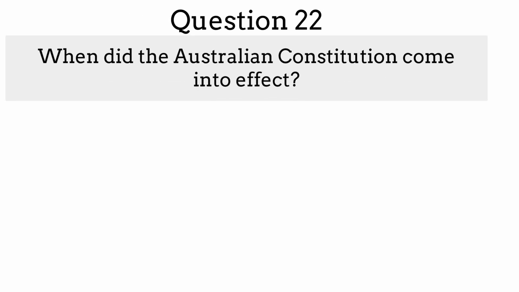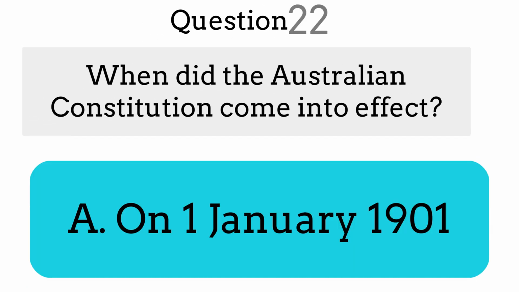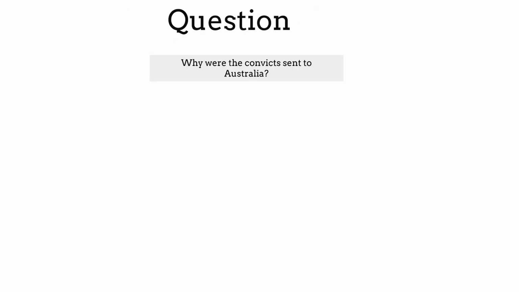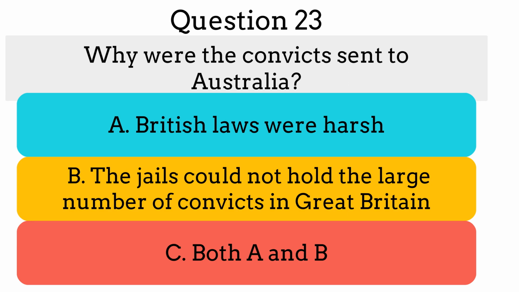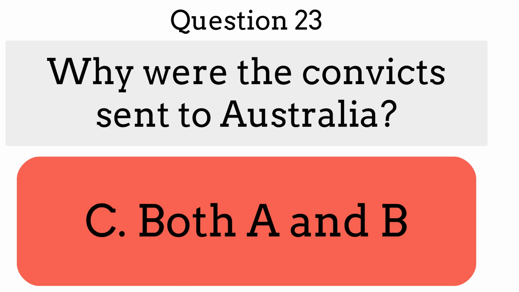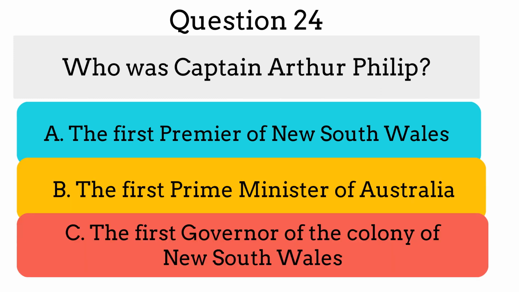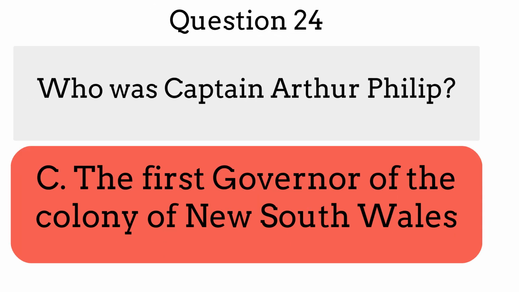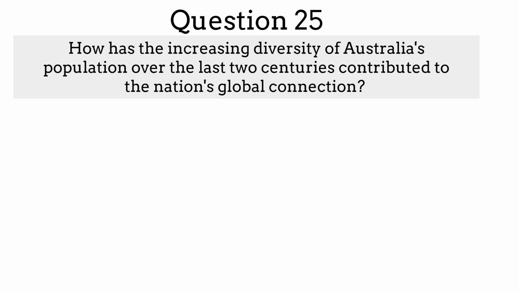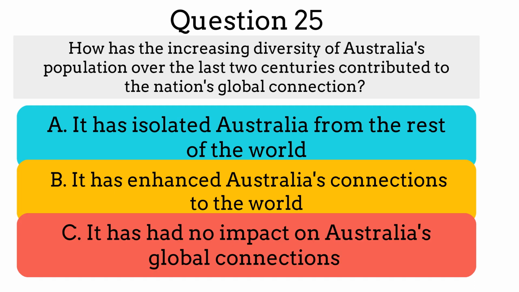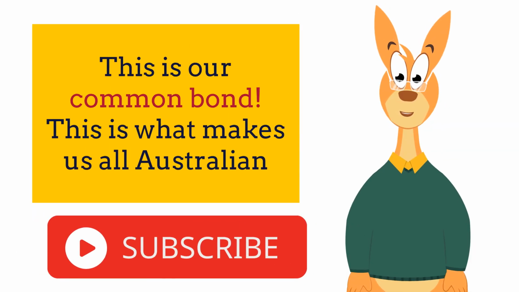When did the Australian Constitution come into effect? Why were the convicts sent to Australia? Who was Captain Arthur Phillip? How has the increasing diversity of Australia's population over the last 2 centuries contributed to the nation's global connection? This is our common bond, and this is what makes us all Australian.